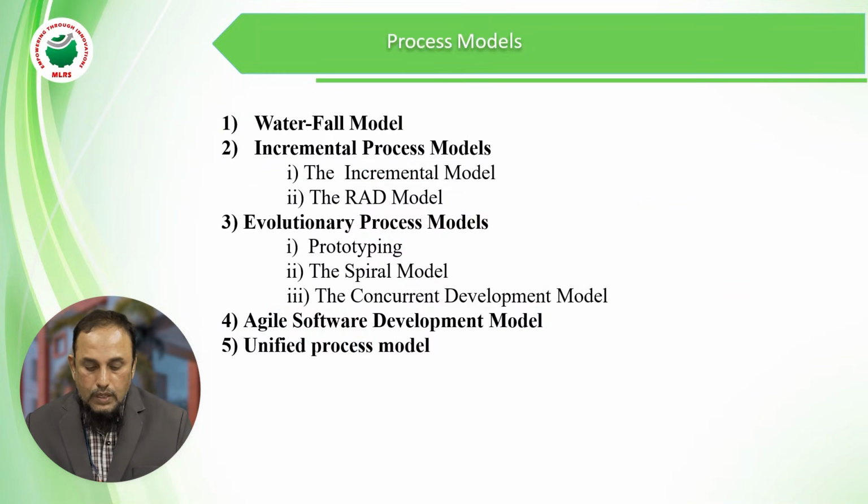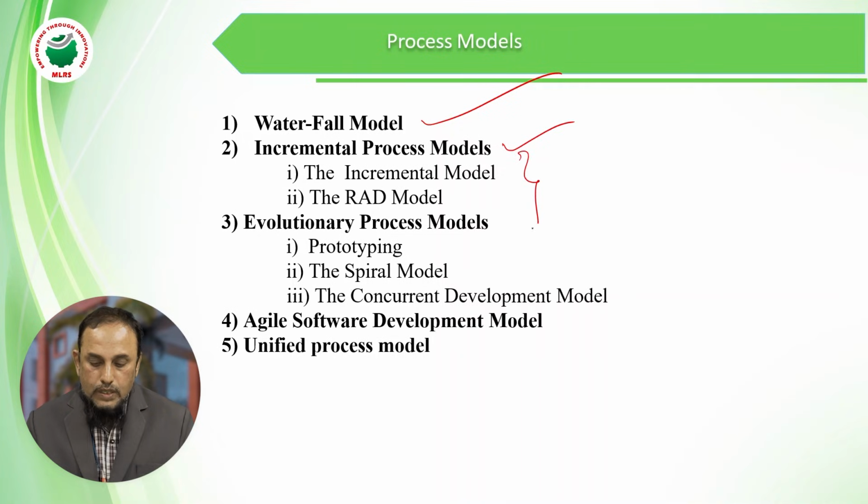See, now we come to the different types of process models. There are 5 types of different models here. The first model is the waterfall model, the oldest model. The second one is the incremental process model. In the incremental process model, there will be 2 types of models. One is the incremental model, the second one is the RAD model. RAD is nothing but rapid application development model.